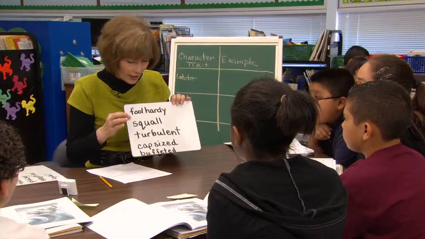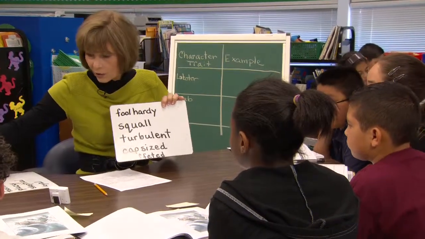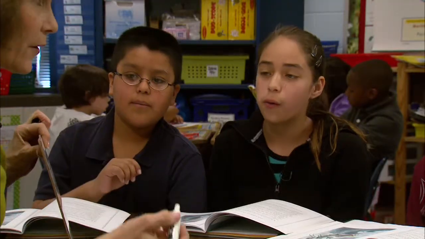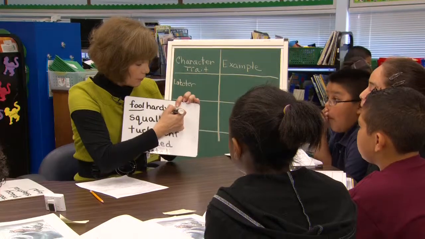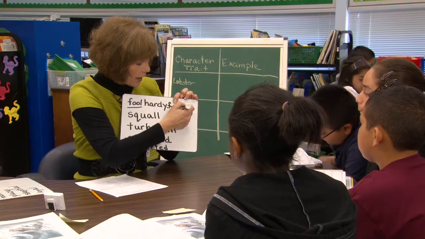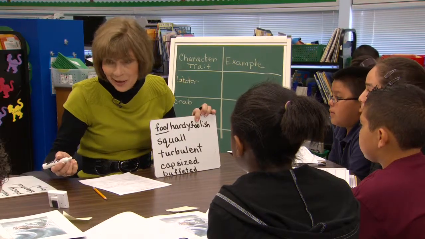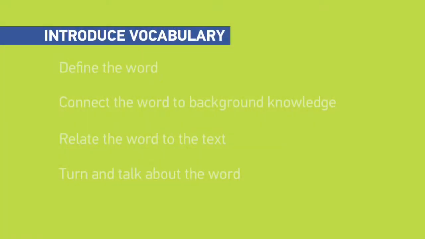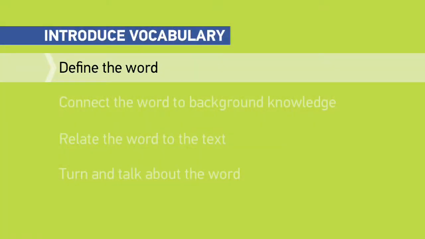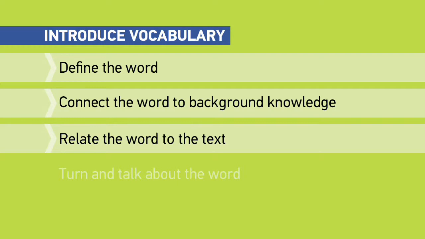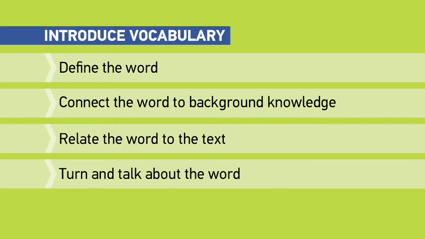It's important to teach students how to use clues to define new words. When introducing new vocabulary at the beginning of the lesson, be sure to select only those words students can't figure out on their own by using context clues or the glossary. If you need to explain the meaning of a word, break it down into 4 manageable steps. Say the new word and give a simple definition. Connect the word to students' background knowledge. Relate the new word to the text, and have students turn and talk to each other about the word.